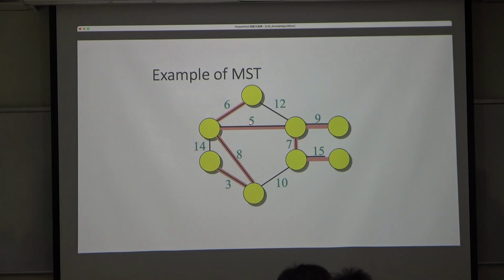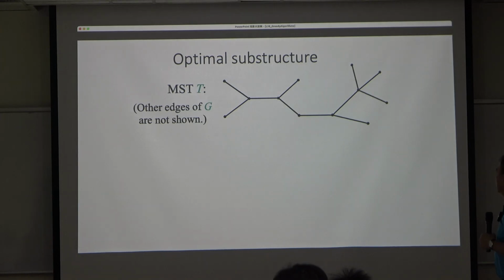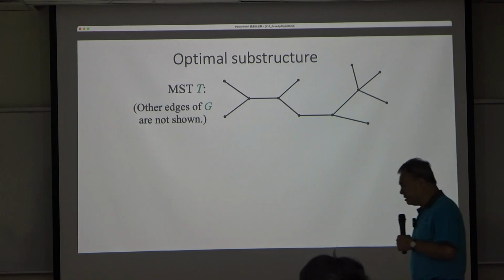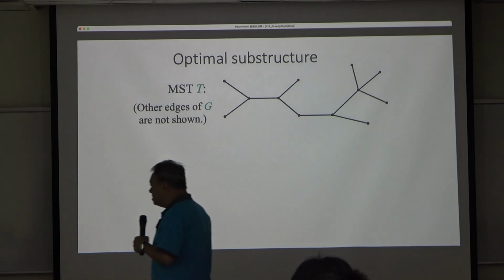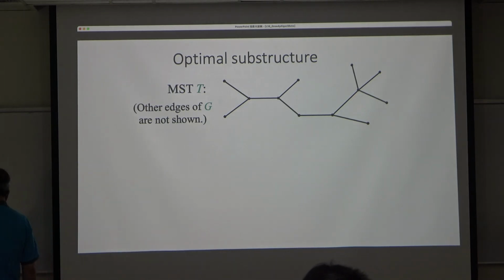We already discussed what the MST is, right? So how do we design an algorithm to deal with this? Okay. First, I want to tell you that the MST, minimum spanning tree, this problem also has what we call the optimal substructure.